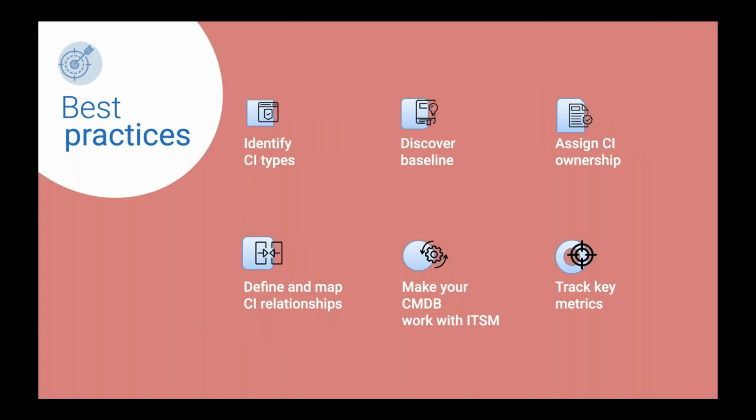With regards to configuration management database, identify CI types. You have to create a very detailed list of CI types based on the nature of the asset and the purpose of the asset. Discover the baseline, meaning choose the critical asset against which you want to create the relationships. Assign CI ownerships. You have to create an owner and then assign the owner to the CIs, so that just in case a server fails, you will know who to contact to fix it. Define the map and CI relationships so that you can connect the asset with other components that are there in your organization. Make your CMDB work with ITSM.